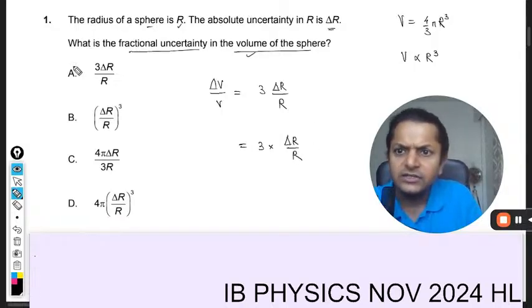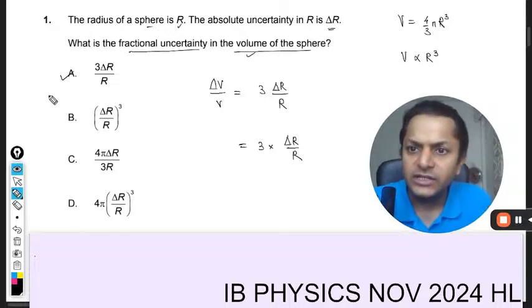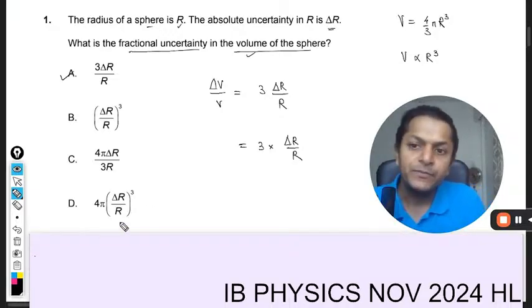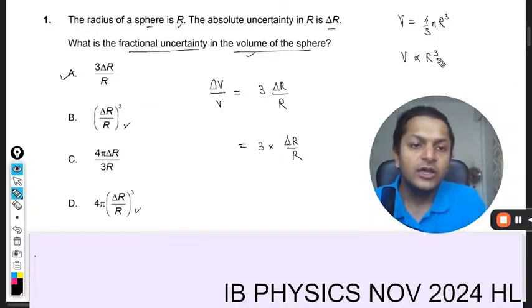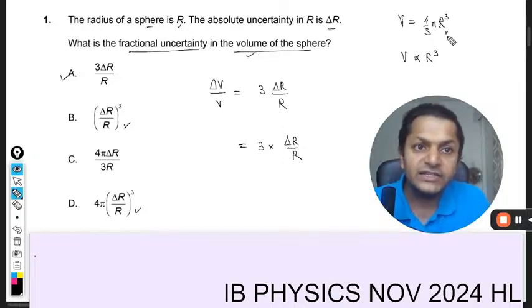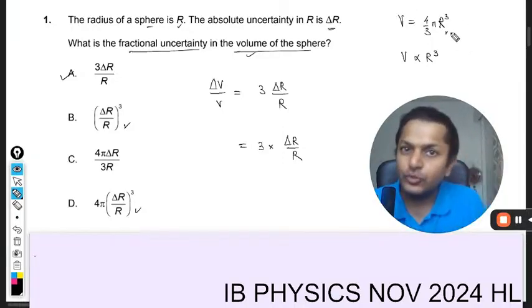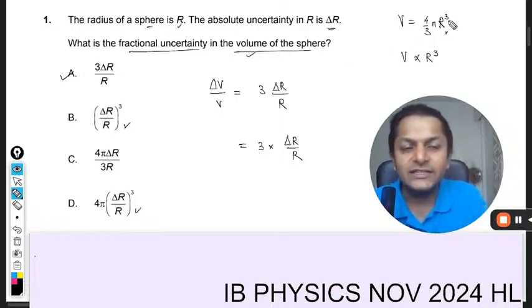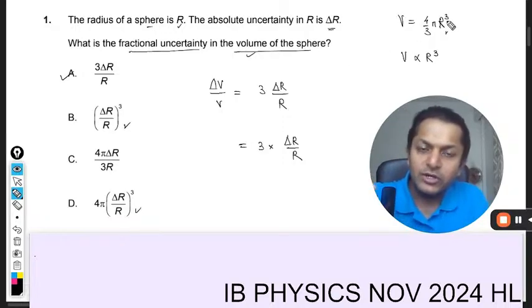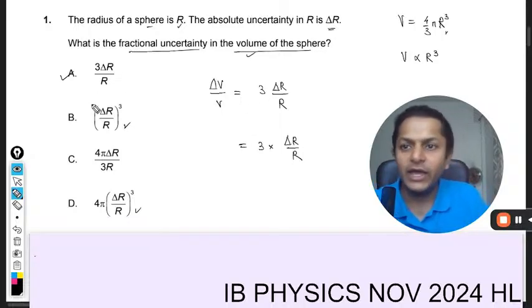So A is the correct answer. We are not going for B, C, and D. Some students go with D or B because there is a cube there, so they think that when the radius is cubed, the error should also be cubed. That's completely wrong. If it has power 3, then 3 will be multiplied to the uncertainty. So A is the correct answer.